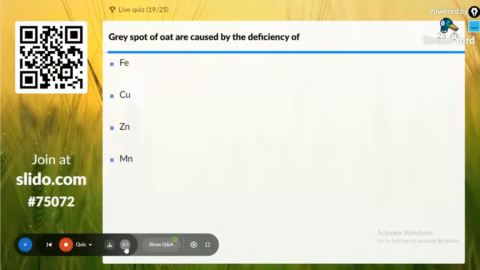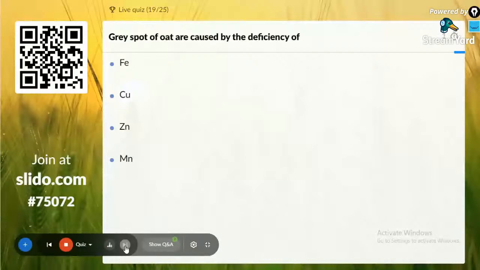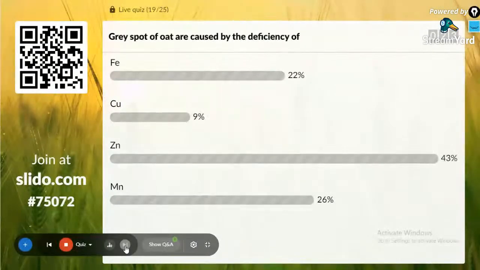Gray spot of oat is caused by the deficiency of iron, copper, zinc, and manganese. Yes, I could see the answers. We have 43% with the answer zinc. The correct answer for the question is option D, manganese. Gray spot of oat is caused by the deficiency of manganese. Okay, please make it clear by now.